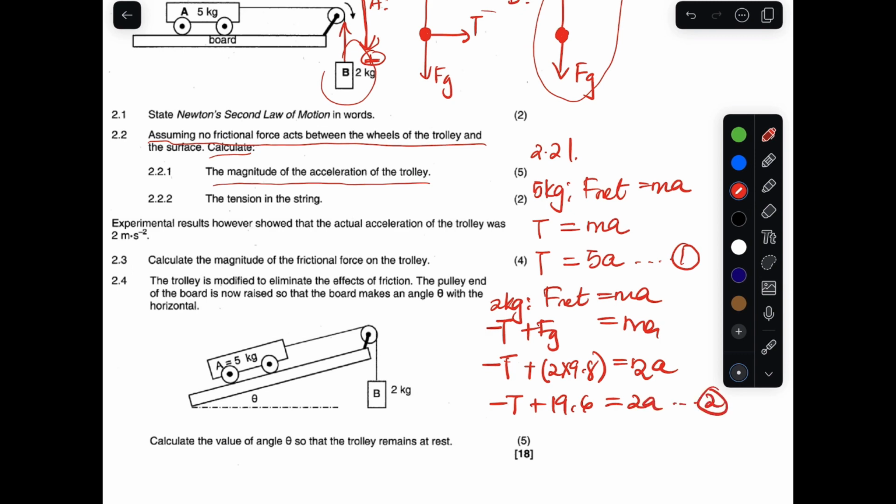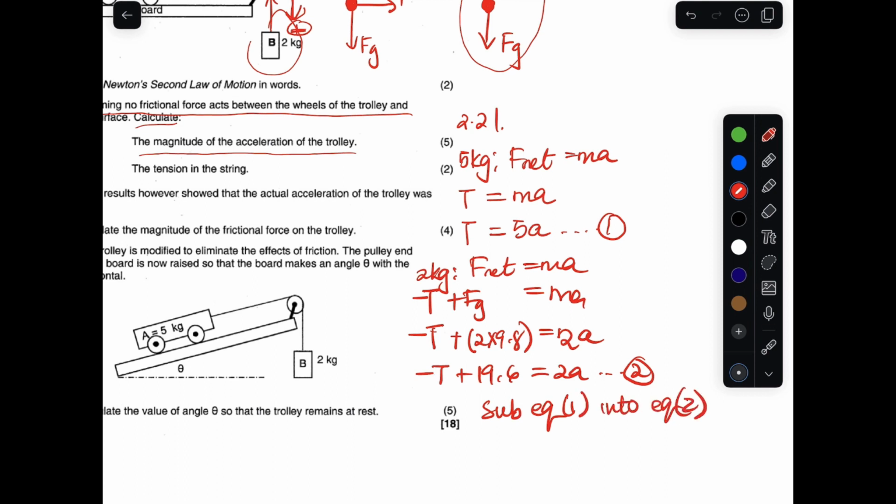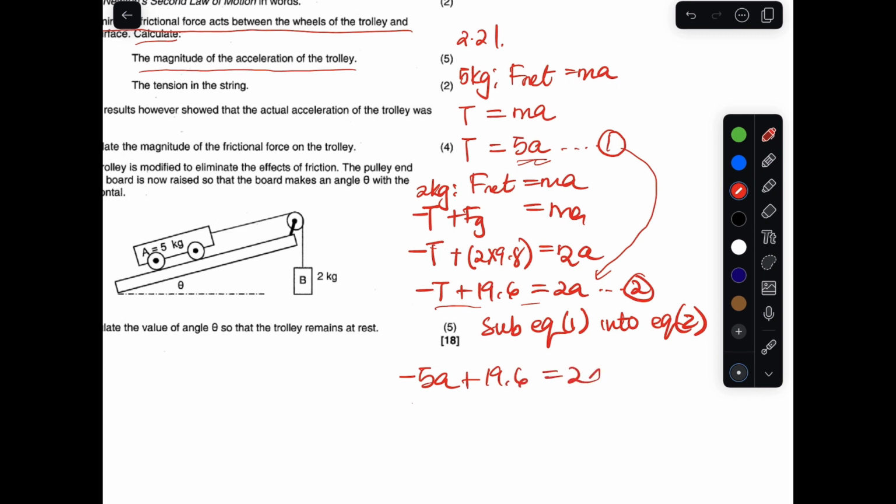We can say that is equation 2. So what are we going to do now? We're going to substitute equation 1 into equation 2. Alright, we're going to substitute this into this. So T is equal to that. So in every T here, we're going to substitute 5A. So here it's going to be negative 5A plus 19.6 equal to 2A.